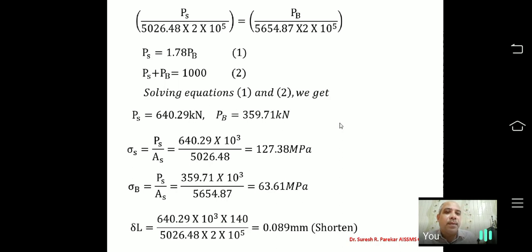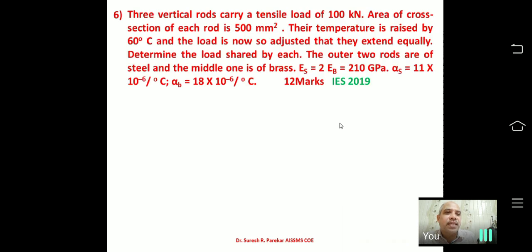So we have this problem and we will get delta L, which was also asked, and it will be 0.089 millimeter, which is the shortening of the member. Now the next question was also asked in 2019. If we go through the question paper, you have around 20 marks for these axial stresses. So this is 12 marks, 8 marks, or you have a question of 20 marks.